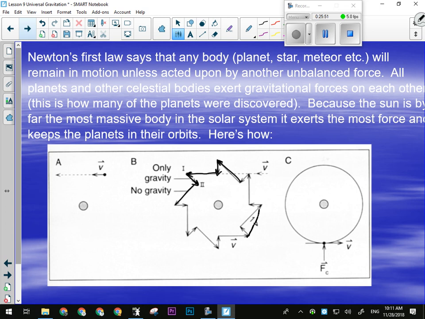The product of those two things going on at the same time is a circular orbit. Centripetal force balancing the inertia of the object creates a circular path. That's how we get something to orbit something else.